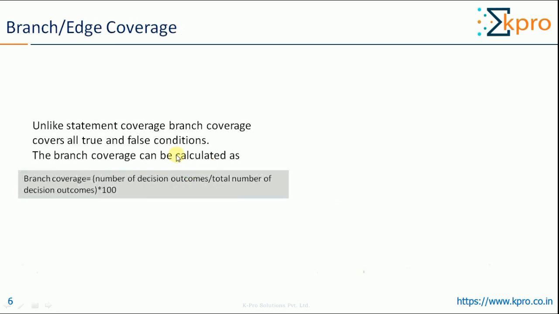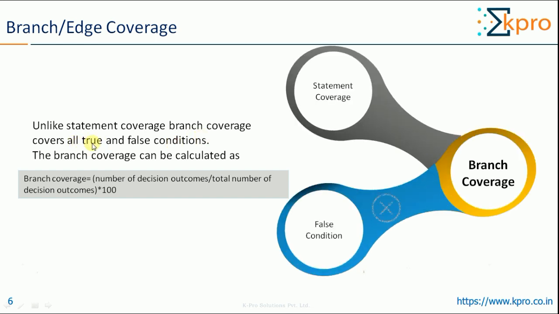Unlike statement coverage, branch coverage covers all true and false conditions. It can be calculated as number of decision outcomes executed divided by total number of decision outcomes multiplied by 100. Like statement coverage, branch coverage is calculated in terms of percentage and it is expected to be 100%.